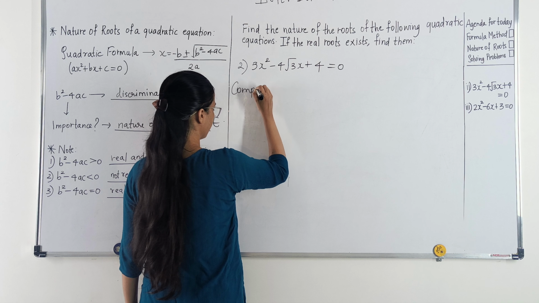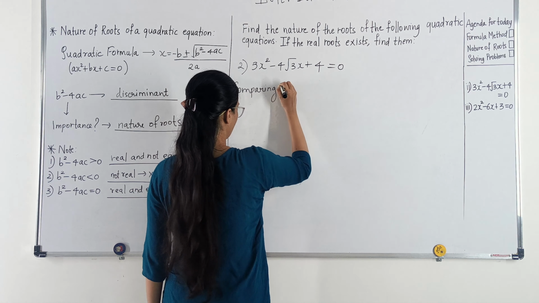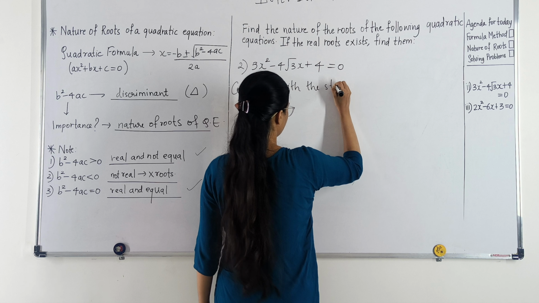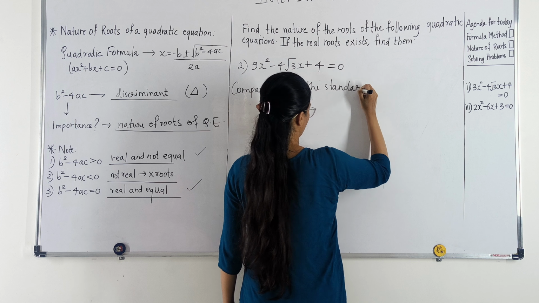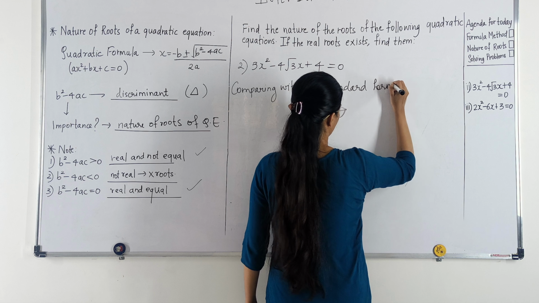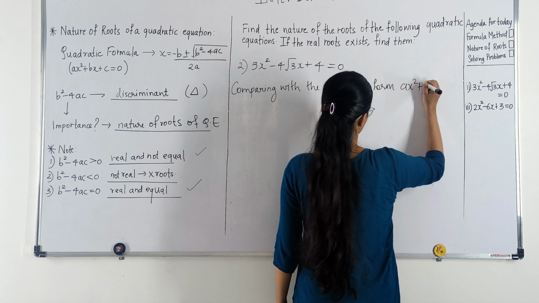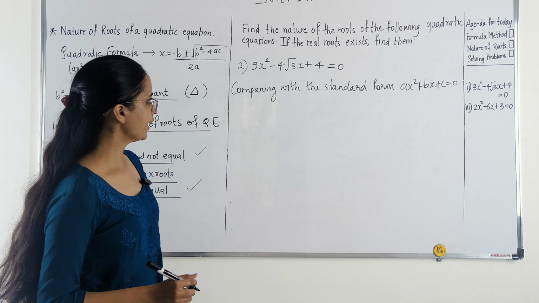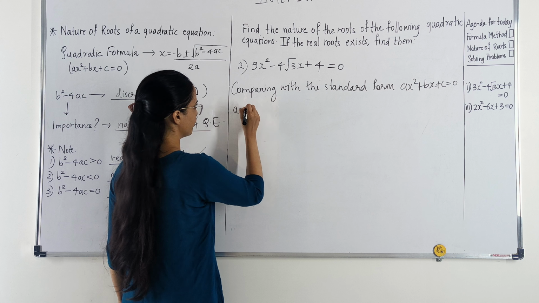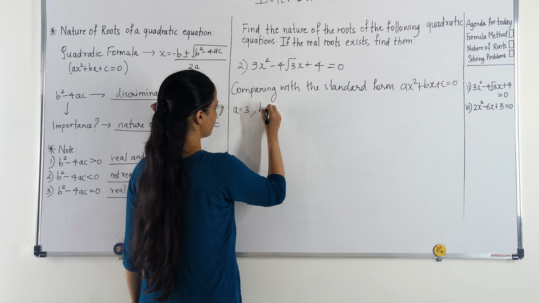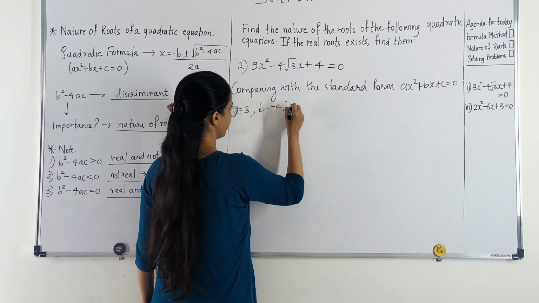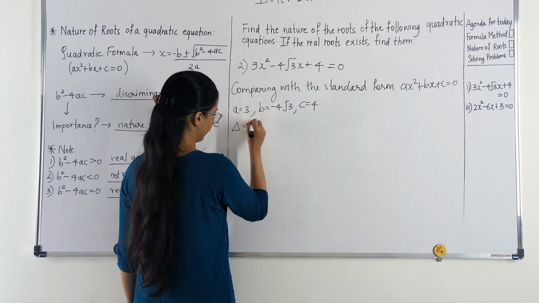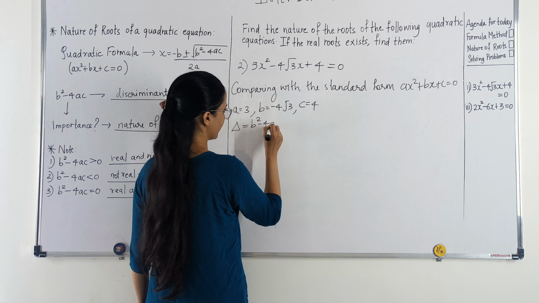So, comparing with the standard form, which is ax square plus bx plus c equals to 0. What do we get? We get a as 3, again b would be minus 4 root 3 and c would be 4. Now the value for the determinant is b square minus 4ac.